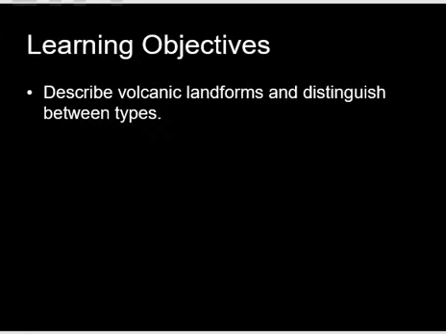So volcanism is a direct result of the movement of tectonic plates, in all cases except perhaps one. And we'll talk about the exception to the rule. So what I want you to be able to do is to identify various types of volcanic landforms and distinguish between them. What are they composed of? What is their height? What's causing them? What kind are they?